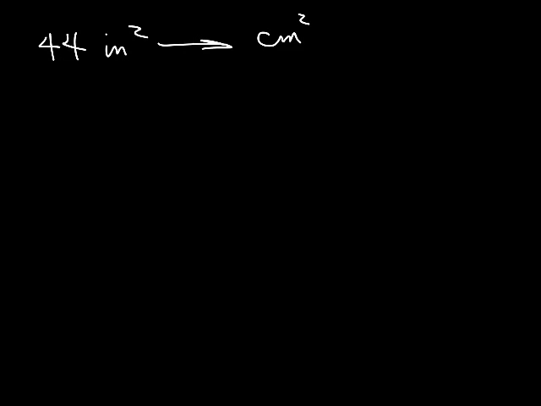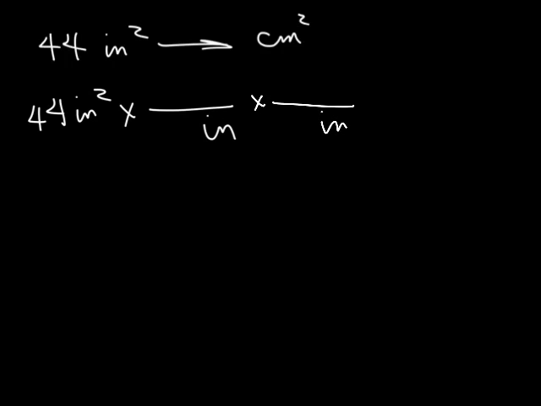If you remember how to do this, you take your 44 inches squared, make a multiplication sign, make a line, and put inches there. Problem is, we have 2 inches here, and we only have 1 there, and in order for us to cancel, we have to have 2. So we're going to put another one in here. So whatever we put up here, we're going to put down here. We're just making 2 of the exact same thing.